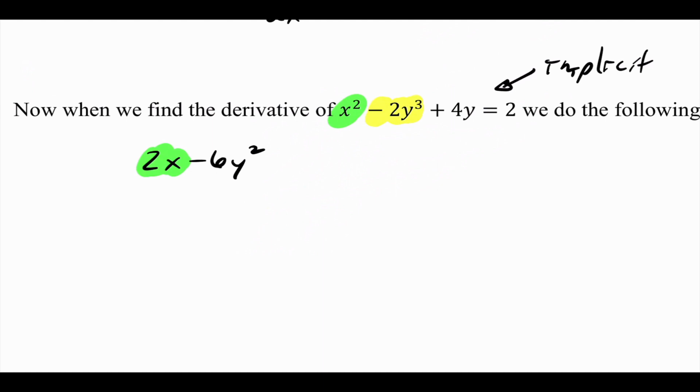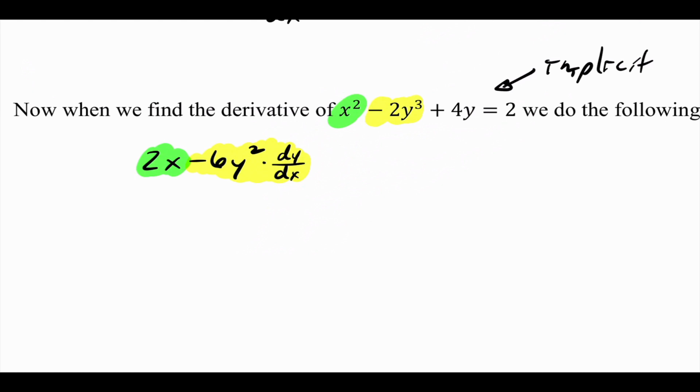Here's the one caveat. Here's the one modification. Anytime you're finding derivative of y, you have to give it a tag, a dy dx tag, because it's not x. So you have to give it a tag. It's technically multiplication, but you don't have to put the dot there. So when you're finding derivatives of y, put the tag in there.